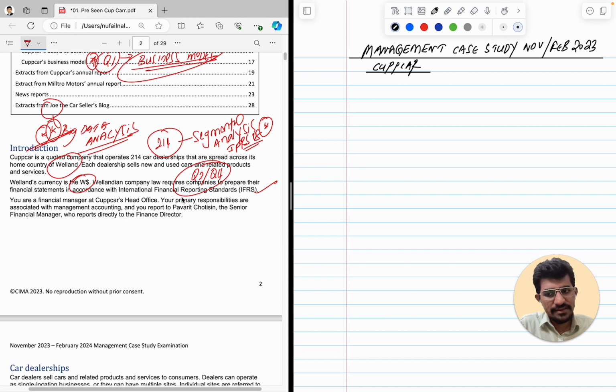And you are the finance manager of Cuppcar's head office, and your primary responsibilities are associated with management accounting. You report to Powerit Chot Singh, the senior finance manager, who reports directly to the finance director. In the examination, there may be situations where the directors ask you directly, because you may have more information with regard to managing your department.